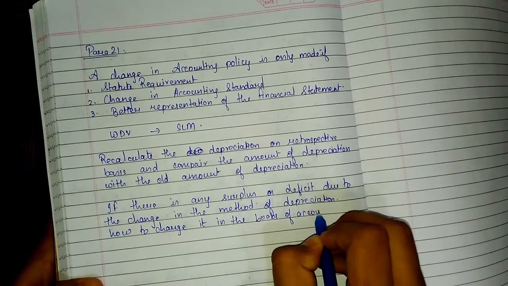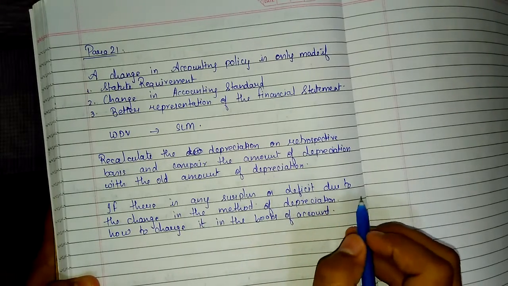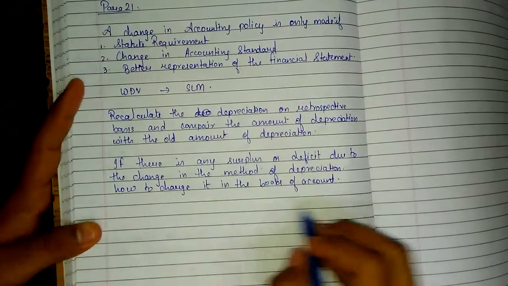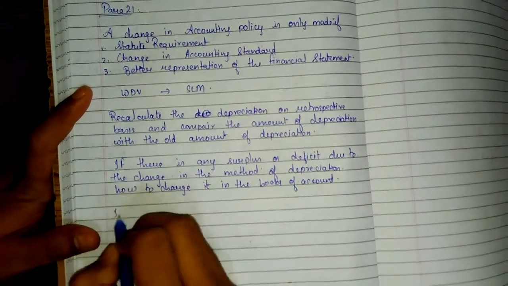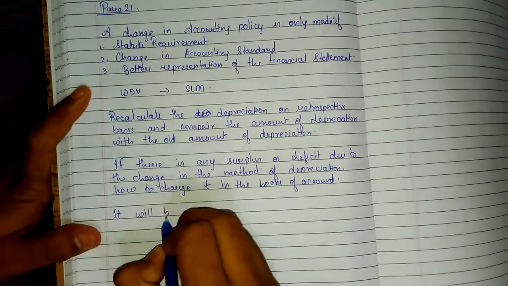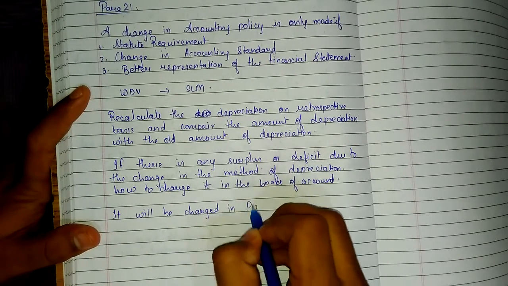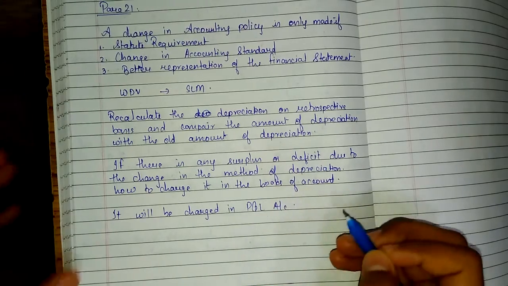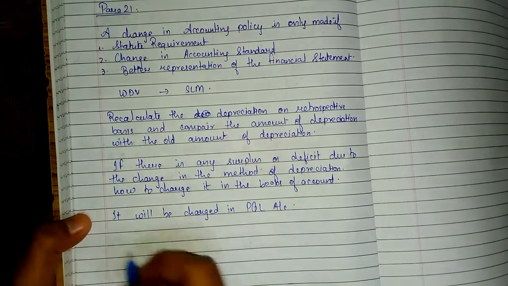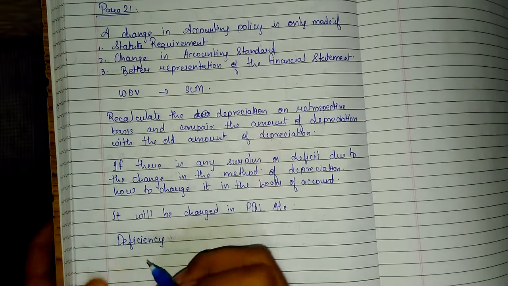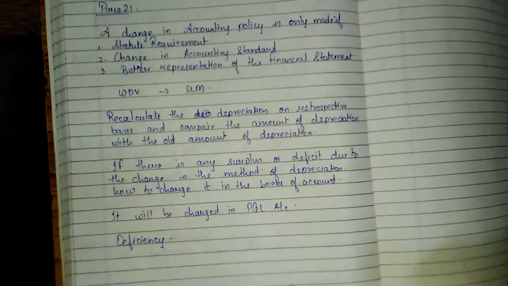It is very simple. How to charge it in the books of account? It will be charged in the P&L account. Firstly, I write that it will be charged in P&L account, that is profit and loss account. But how? So we'll see. If deficiency, that means if we have to pay more.